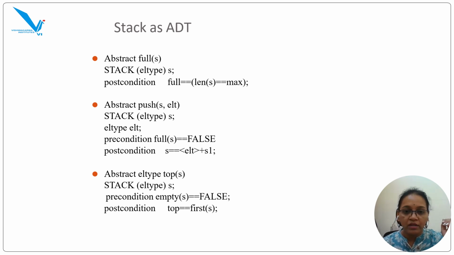Then push, the push function, abstract push S comma element. So stack element type S, and then element type ELT, the element variable, and then precondition, you have to check the stack should not be full. If you want to push some element, insert some element into the stack, you have to check it should not be full. If it is full, you can't push any more elements. And the postcondition is that S is equal to element plus S1. Means you have to push your element onto the top of the stack, and you have to update the top, incremented by 1.